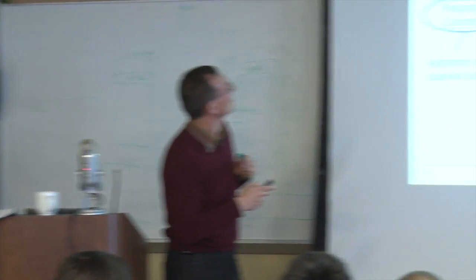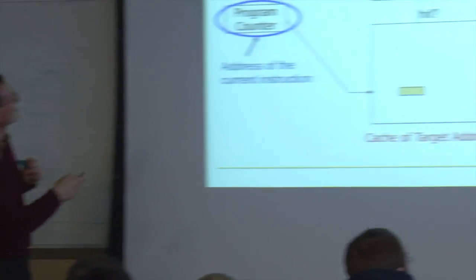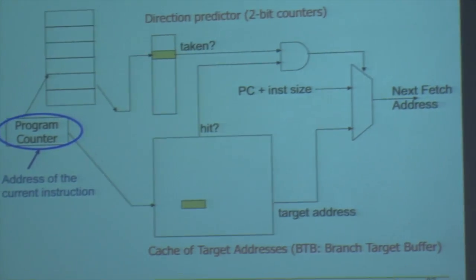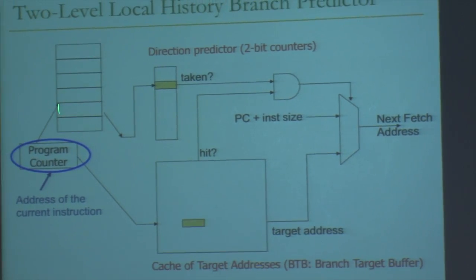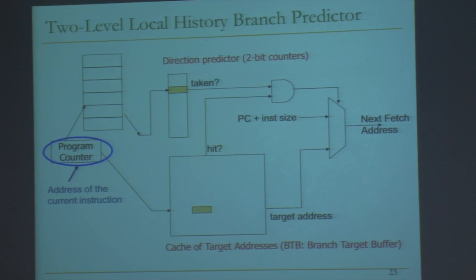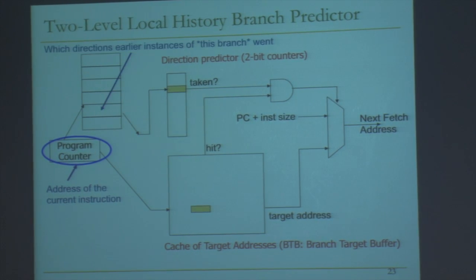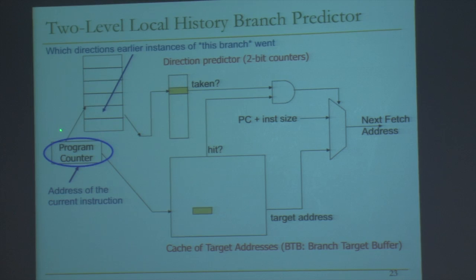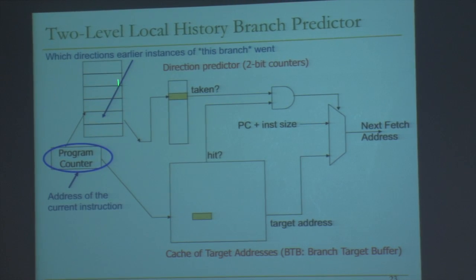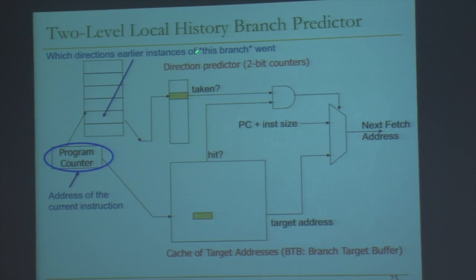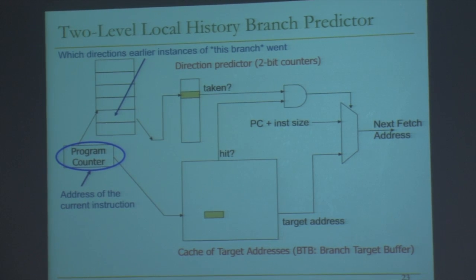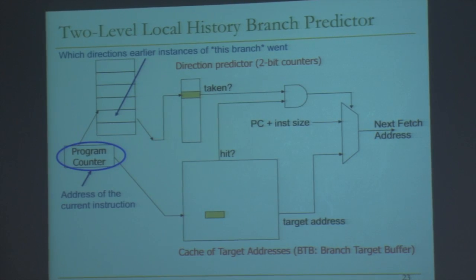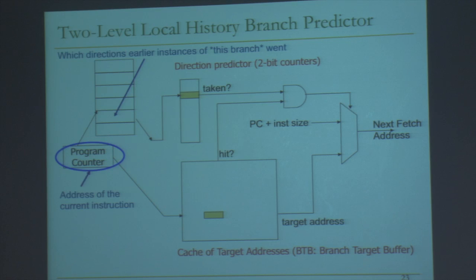OK, basically, this is what it looks like. This is actually one example, right? And I simplified a lot. Any questions on this? OK. Well, I guess what I'll harp on is which directions earlier instances of this branch went. That's what is added over here. OK, so now you have the local and global history, both of them at the same time.